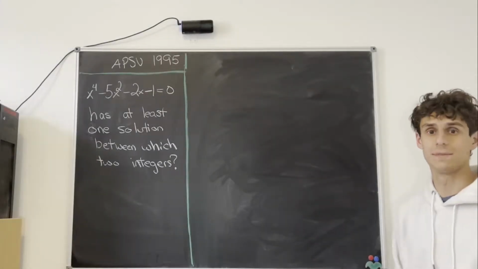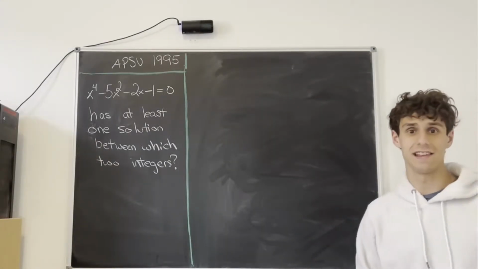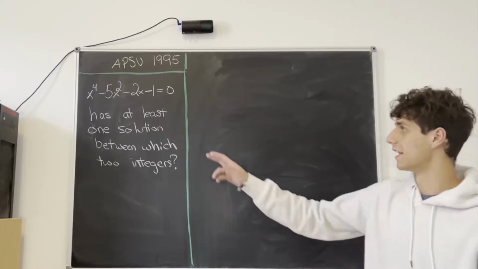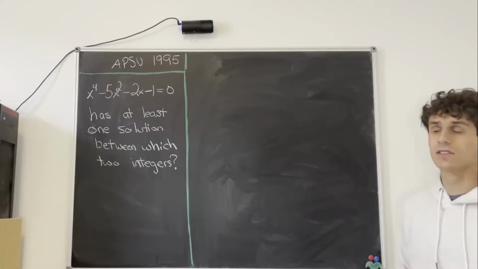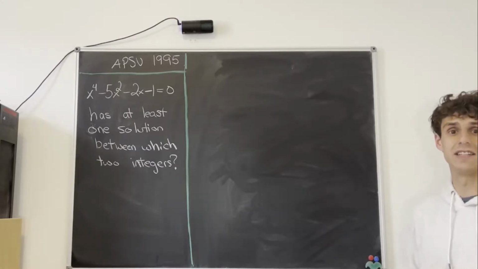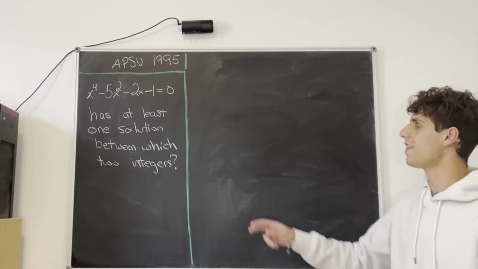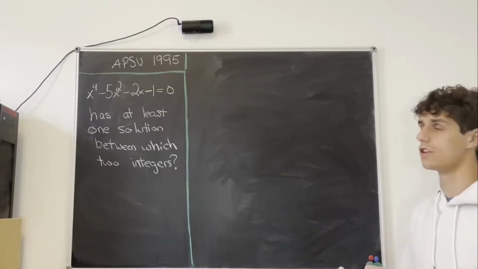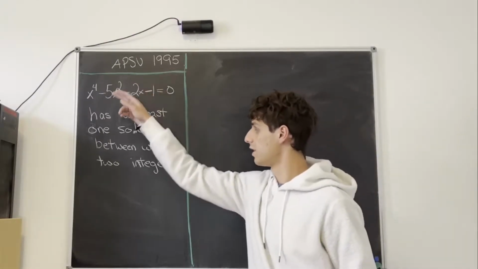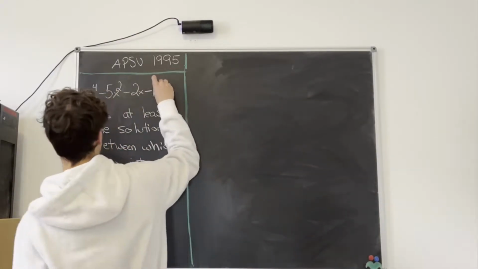Here I have a problem from the Austin Peay State University 1995 math contest. It gives us this polynomial here, and it tells us to find the interval, or the two integers, that this thing has a solution. So essentially it's asking us for the two integers that this polynomial here, that I'll box in blue, has a root.